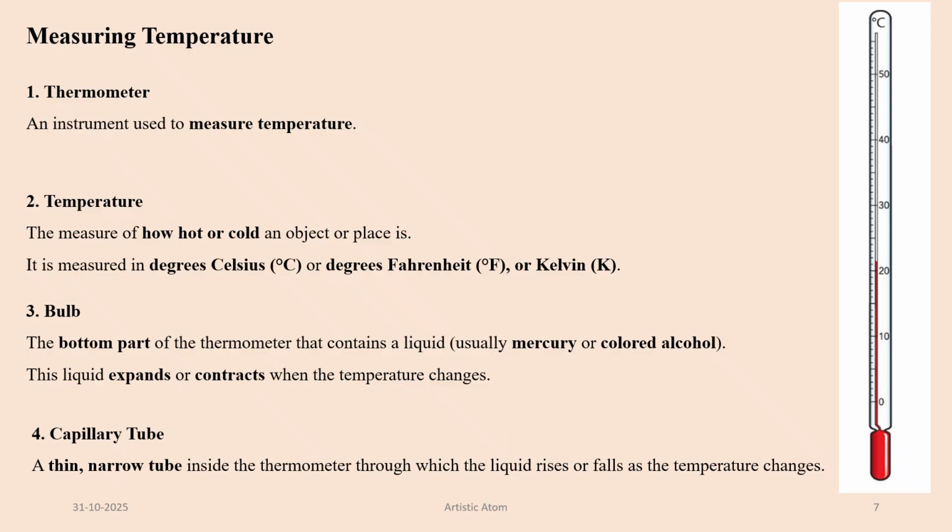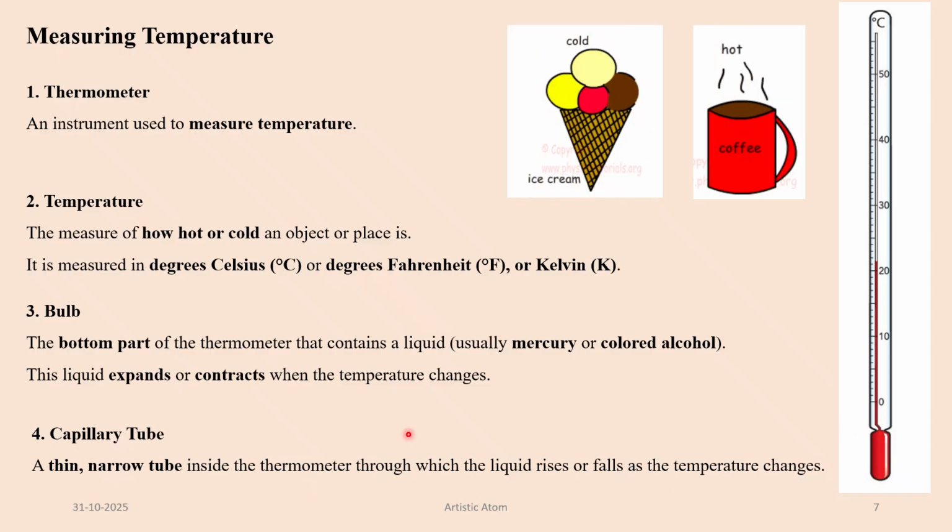Now the next is measuring temperature. When we talk about measuring temperature, we use a device which is called a thermometer. It is an instrument which tells you the exact temperature of an object or a place or a substance. The term temperature tells you how cold or how hot an object is.